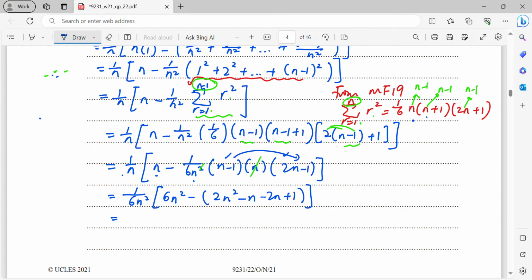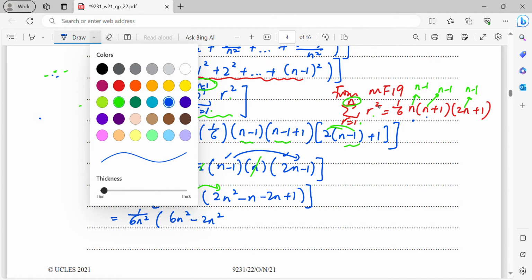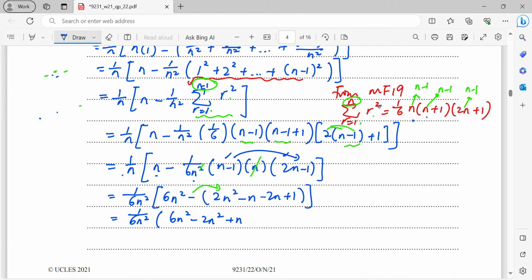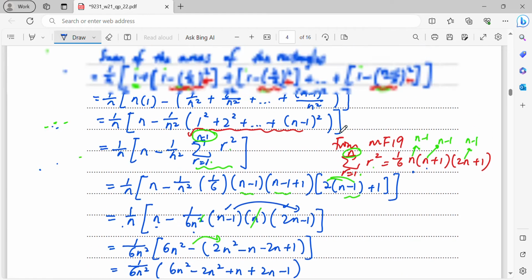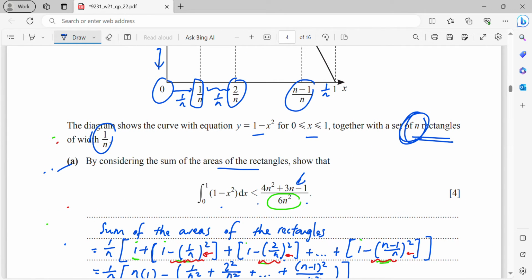Okay, so from here, I will get 1 over 6n squared. Then open the brackets, it will be 6n squared minus 2n squared times in the minus, right, bring in the minus. Then here you'll be getting plus n, then plus 2n, then after that minus 1. Alright, so at last you will be getting 1 over 6n squared. So 6n squared minus 2n squared will be 4n squared. n plus 2n is plus 3n, then minus 1. So now let's check. It is exactly the same as here already, right?